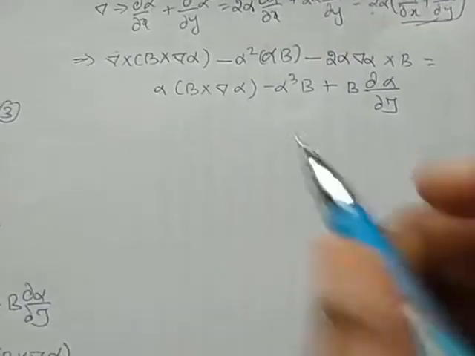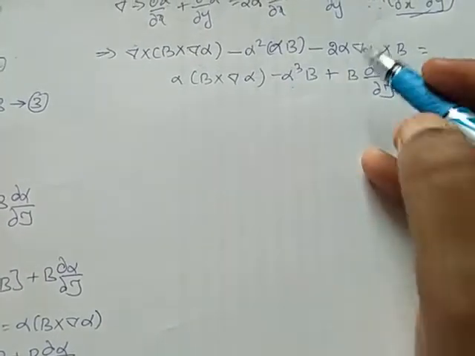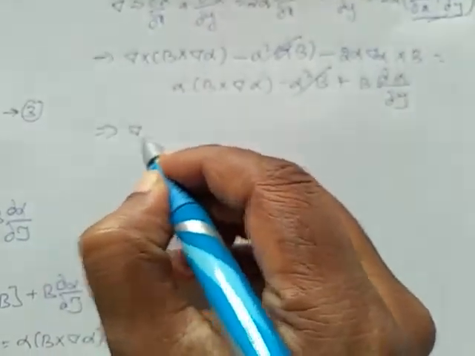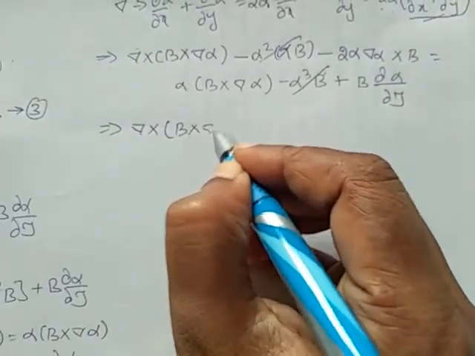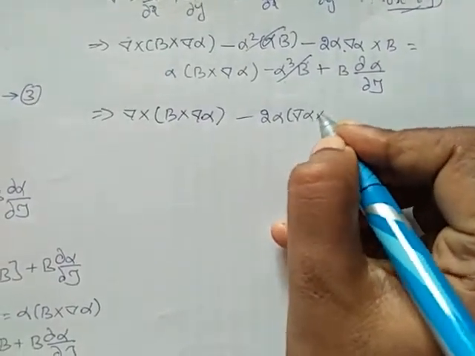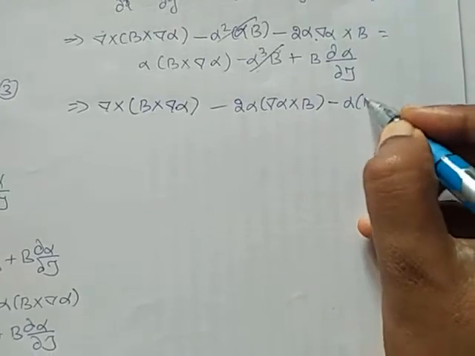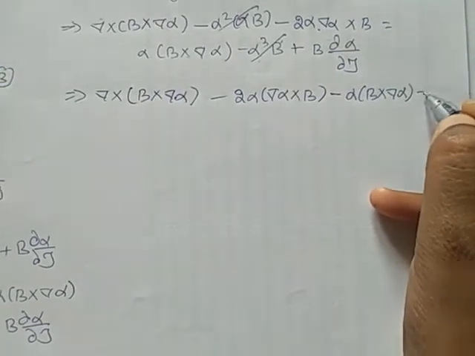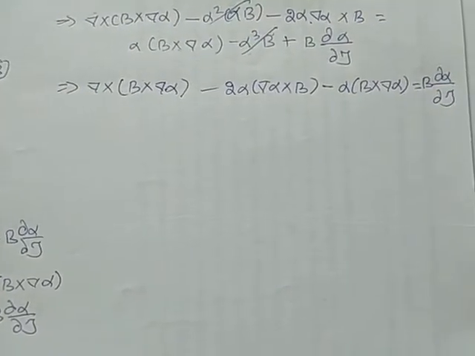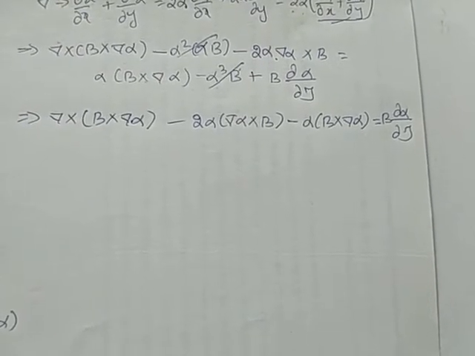Now alpha cube B will get cancelled. We will get remaining terms as: first term remains as it is, del cross B cross del alpha, this is 2 alpha del alpha cross B. I shift this to LHS, minus alpha B cross del alpha is equal to B into dou alpha by dou tau. I have just shifted alpha B cross del alpha to LHS, remaining terms as it is.